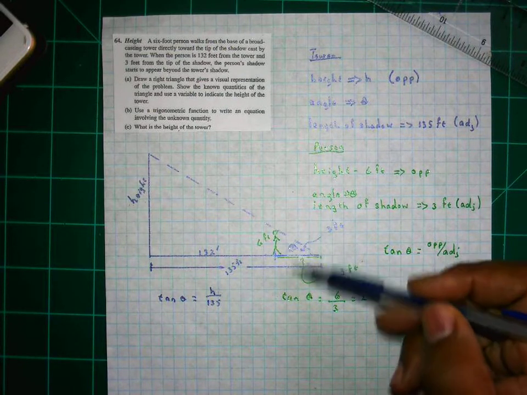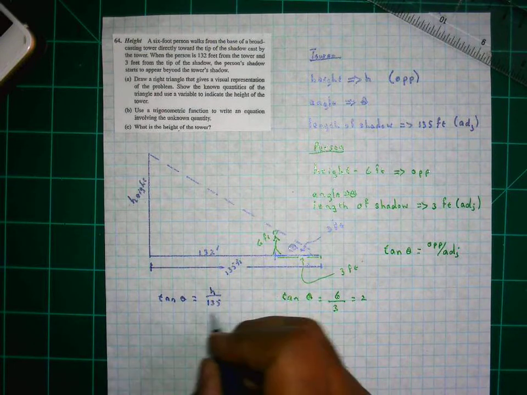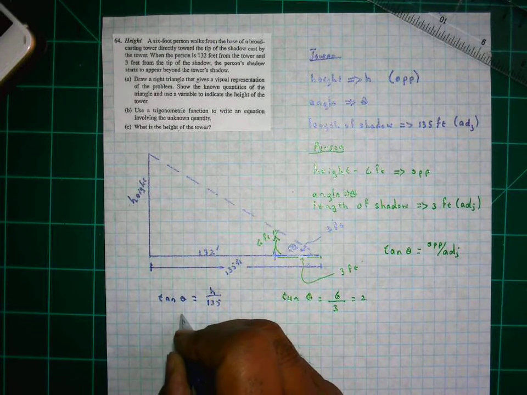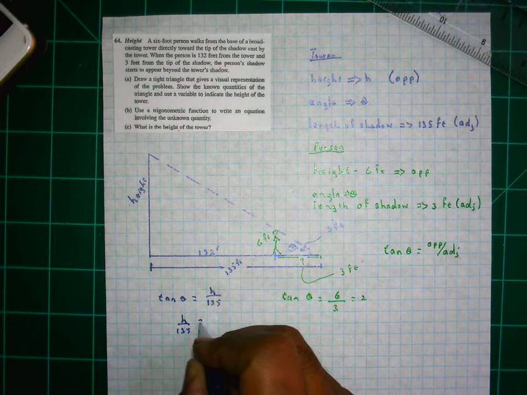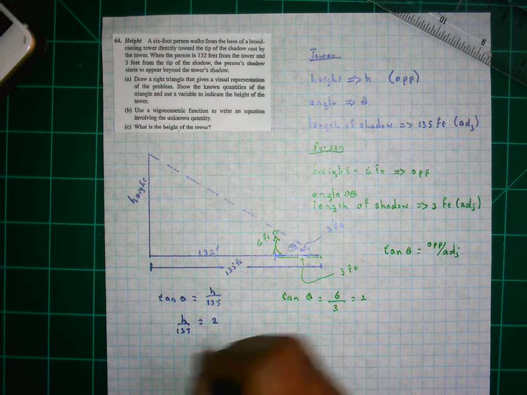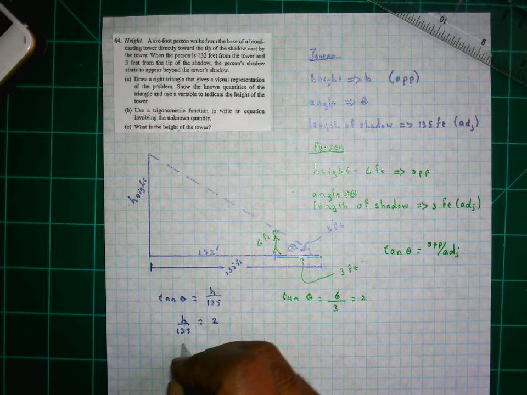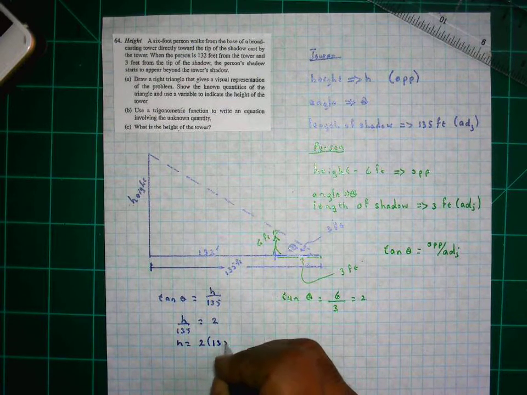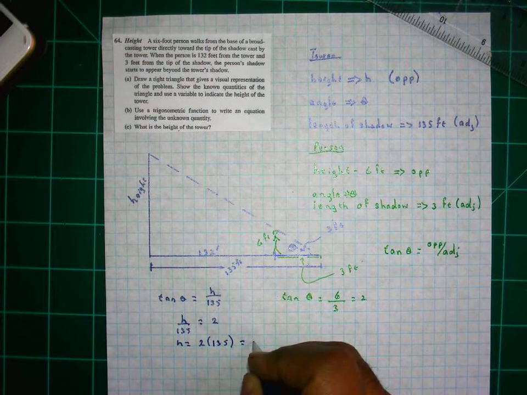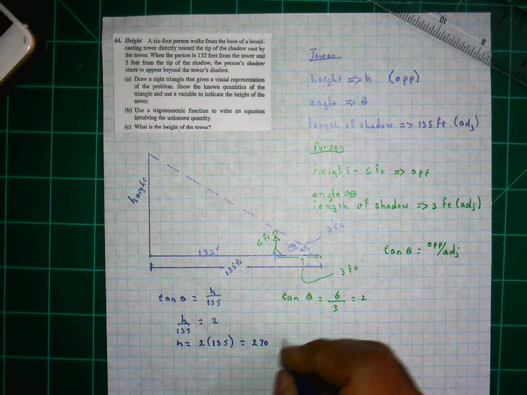Now since theta is the same in both triangles, that means that the arguments have to be the same. H over 135 has to equal 2. If we multiply each side by 135, we'll see that the height is equal to 2 times 135, which is 270 feet.